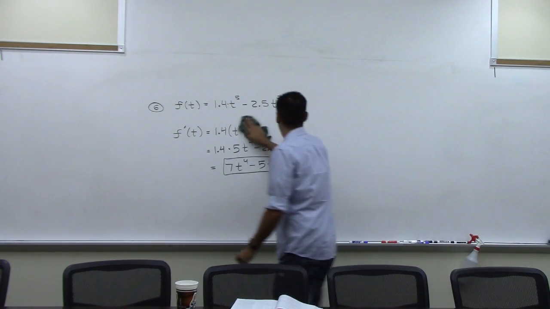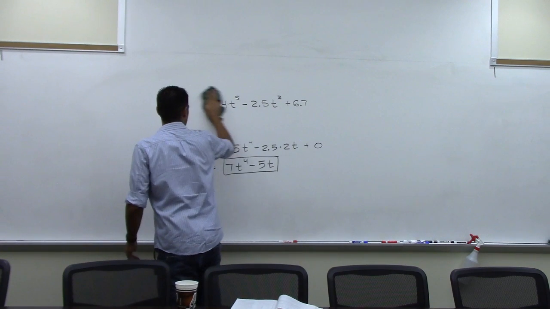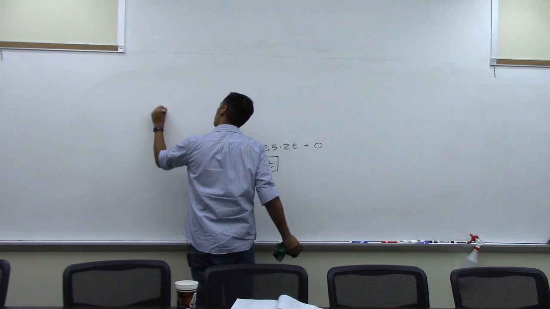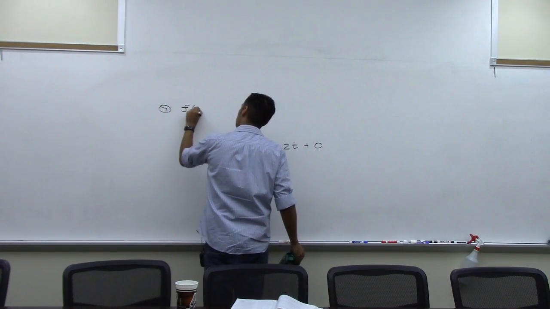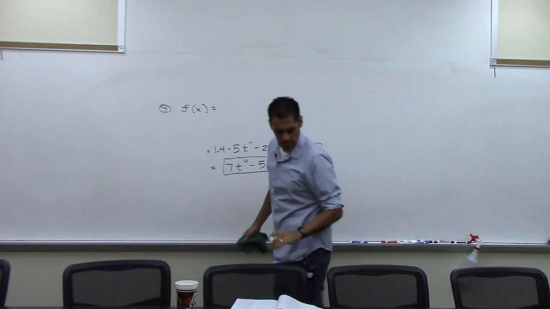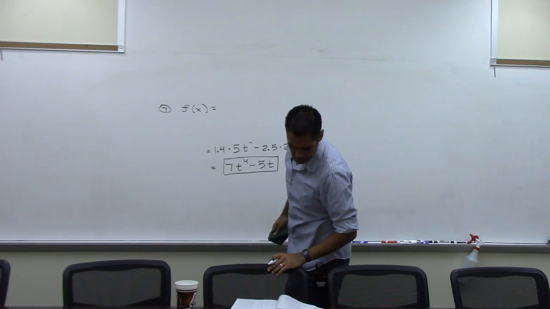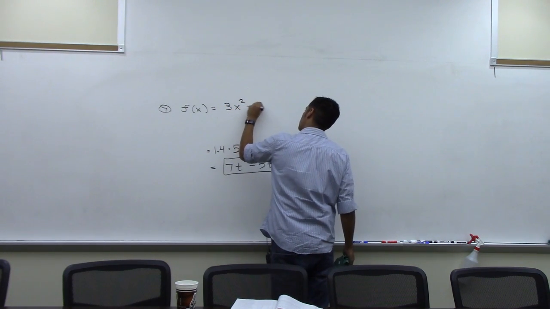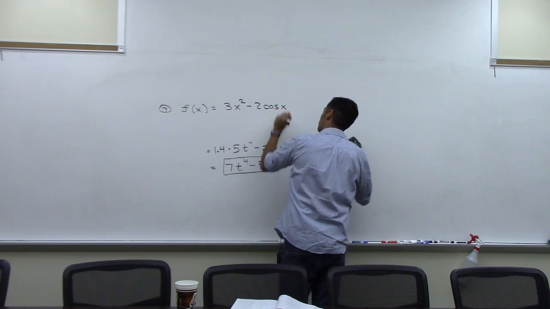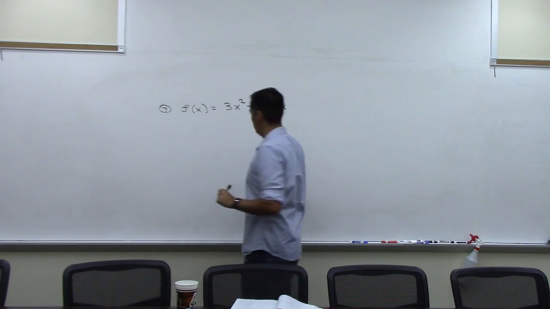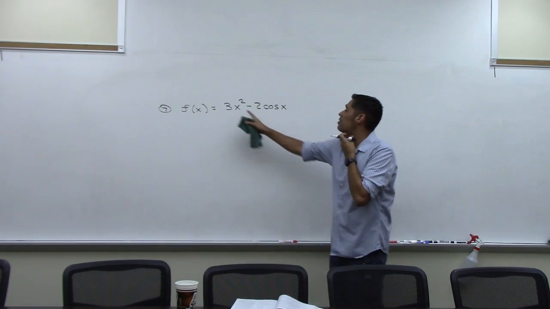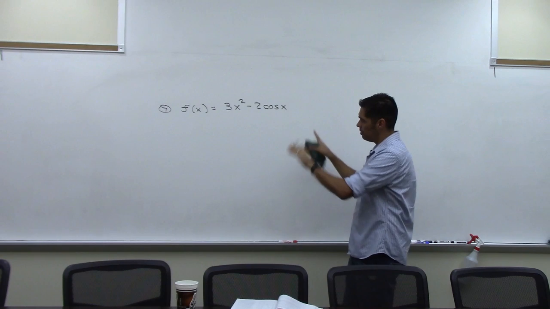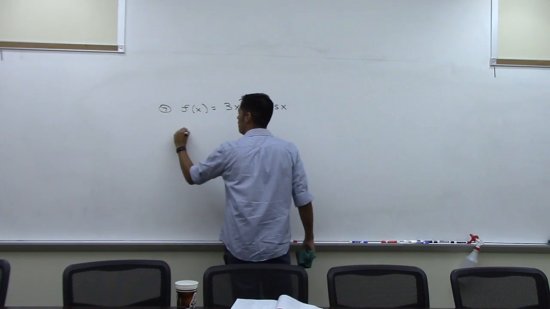Okay, moving along to number 7. f of x equals, what was it, 2x, 3x squared minus 2 cosine x. All right, 2 terms. So I can do the derivative by just doing the derivative of each one.